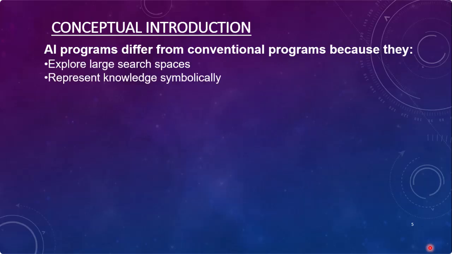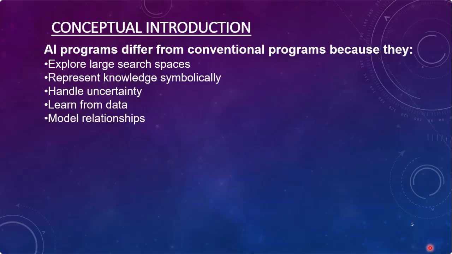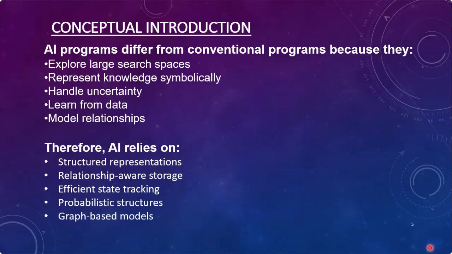So why is AI different? Conventional programs follow a straight line. AI programs are different because they explore huge search spaces. They represent knowledge using symbols. They handle uncertainty, that is the maybes of life, and they learn from data. Because of these, we need structured, relationship-aware, and probabilistic models.